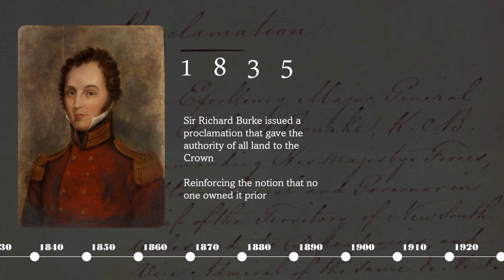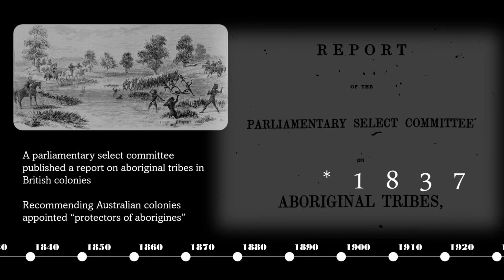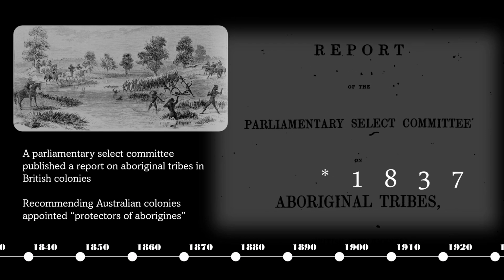Despite the British Declaration of Terra Nullius, many people, including John Batman, recognized the First Nations people's land rights. In 1835, John Batman attempted to purchase land from First Nations people through a treaty, but the New South Wales governor at the time, Sir Richard Burke, disallowed this and issued a proclamation that people found in the possession of land without the authority of government would be considered trespassers, reinforcing the notion that no one owned the land prior to British colonisation.